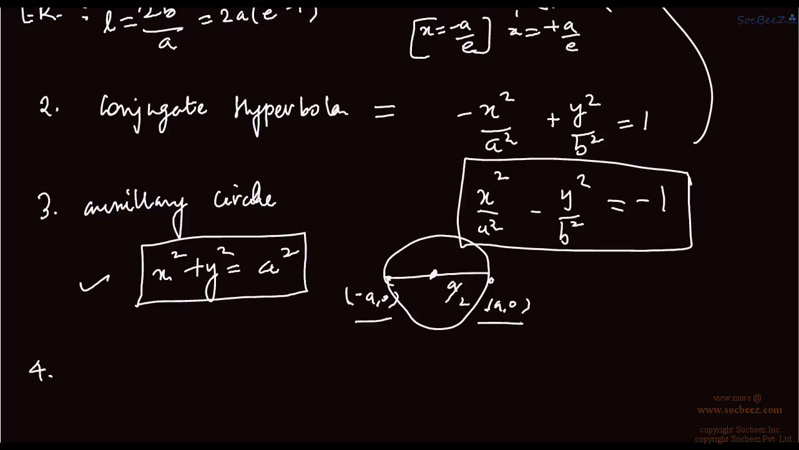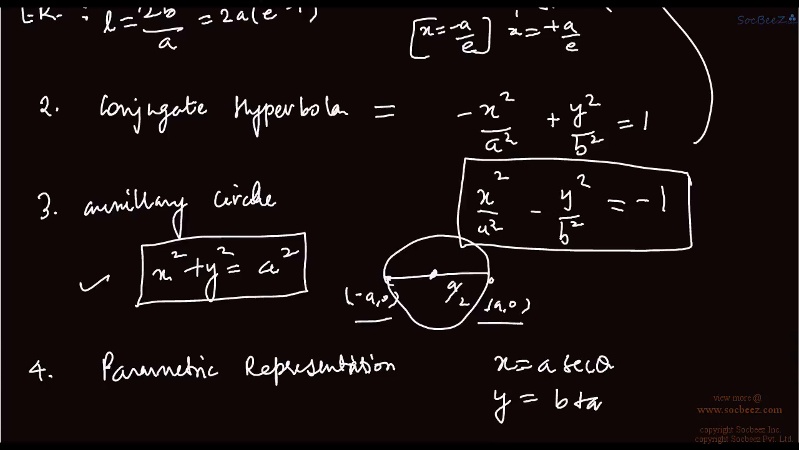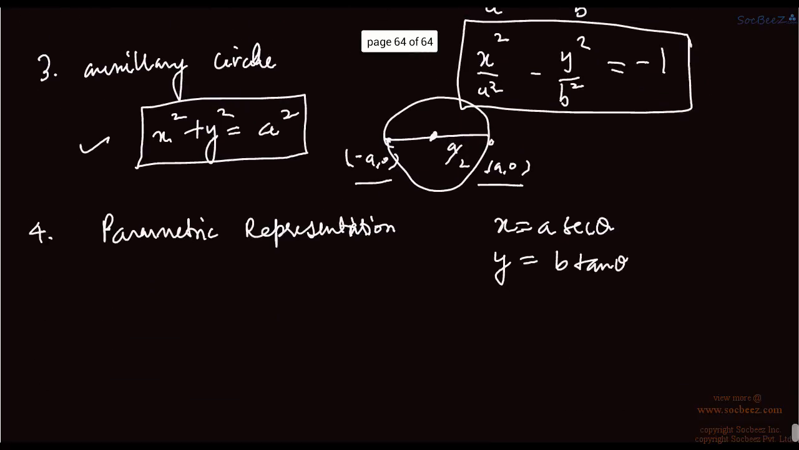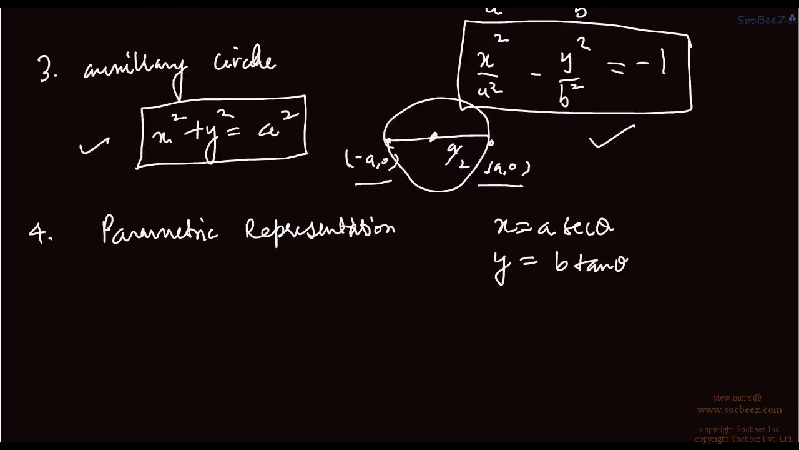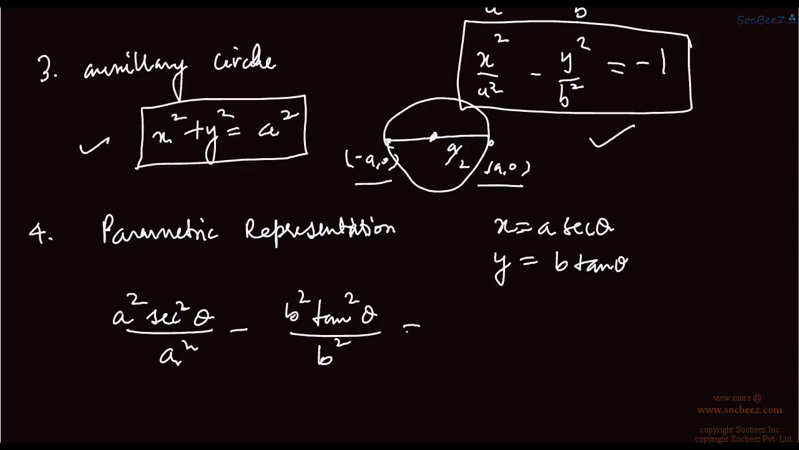Fourth one, parametric representation of a hyperbola. In this we take 2 points like x equals a sec theta, which satisfies this equation, and y equals b tan theta. Why is that? Let's take this and put it in the original equation. So x square by a square will be a square sec square theta by a square, minus b square tan square theta by b square, equals 1.